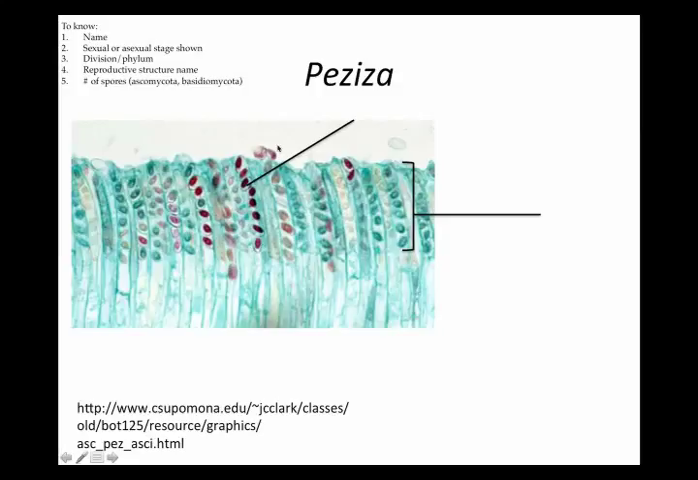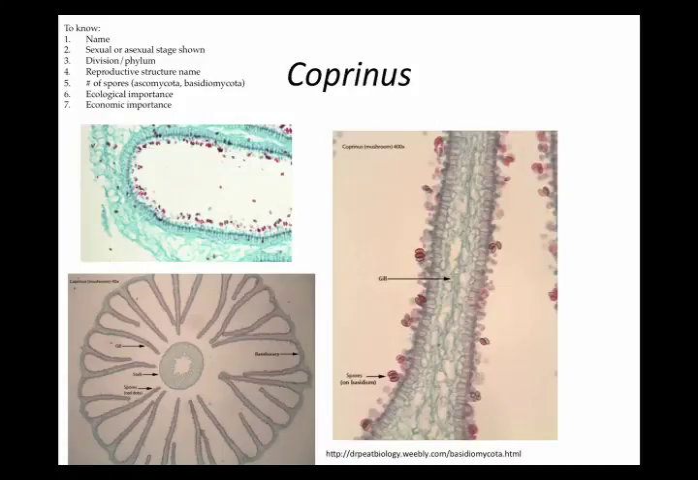If they've come out of the top, you won't see them yet or anymore. But if all the spores are there, there should be 8 ascospores. So that's the number of spores. Reproductive structure name, the ascus. The ascocarp is the whole thing if we zoomed out. And I think that's Ascomycota. So those are all our Ascomycota organisms.